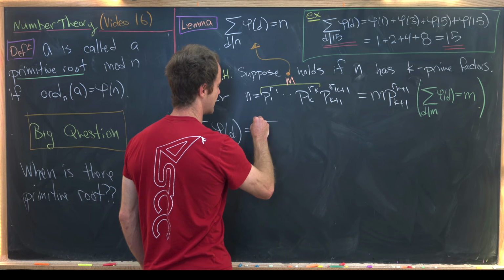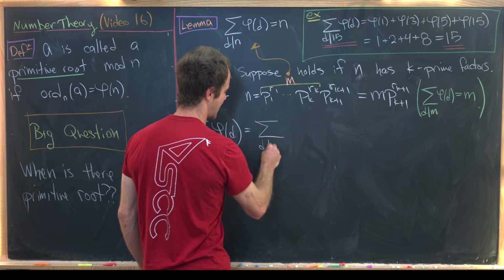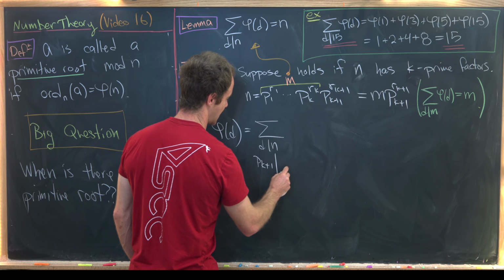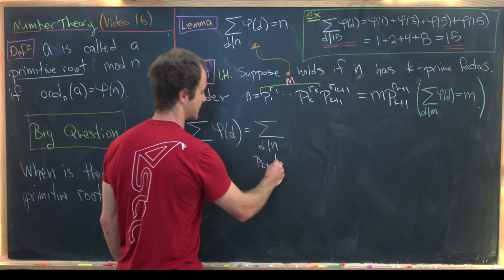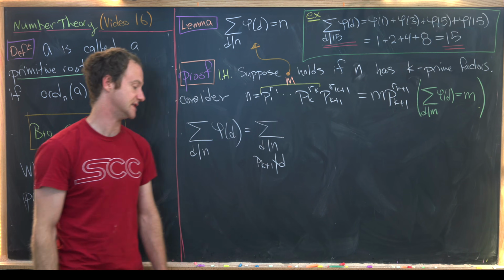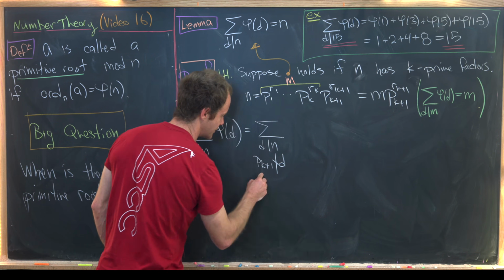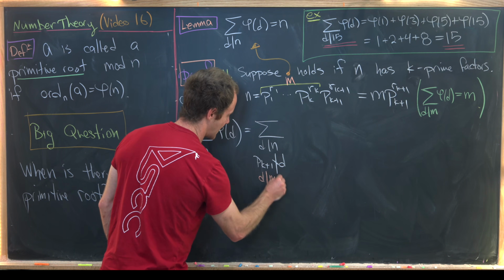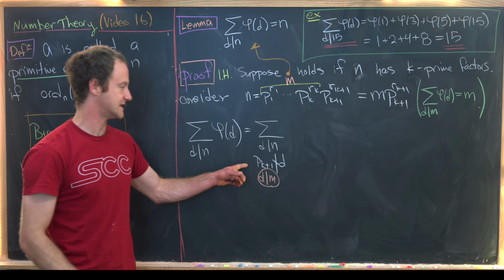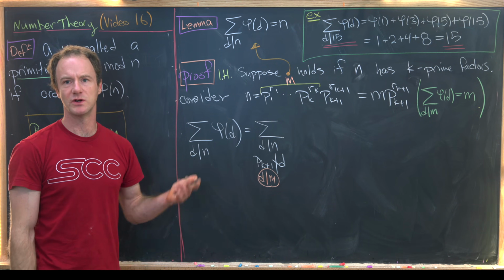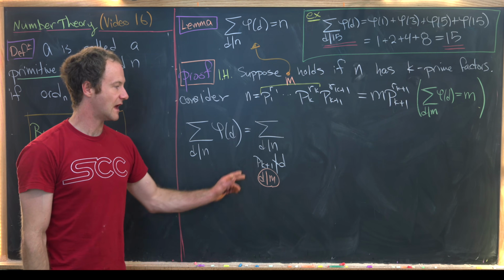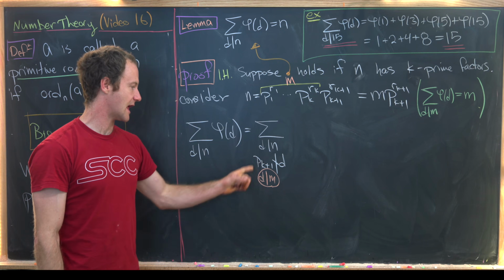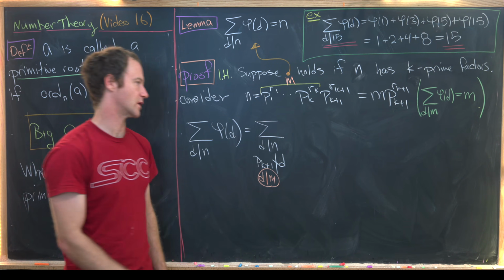So I can start by writing this as the sum over all divisors of n that are not divisible by p sub k plus 1. So we can write this as p sub k plus 1 does not divide d. Well, let's notice that this means that in fact d divides m, because it does not contain a factor of the prime which does not divide m. And then we're going to build this up a little bit at a time, adding in powers of p sub k plus 1 one at a time.